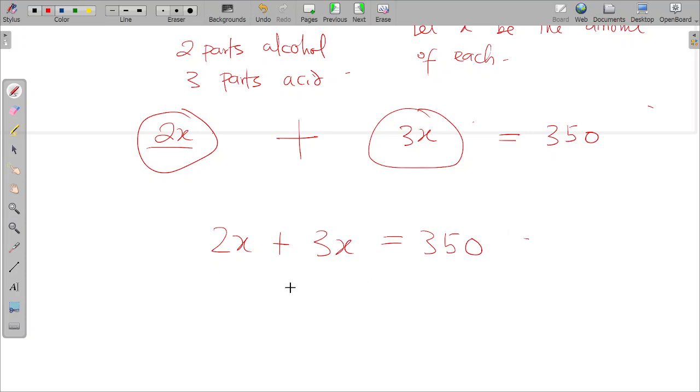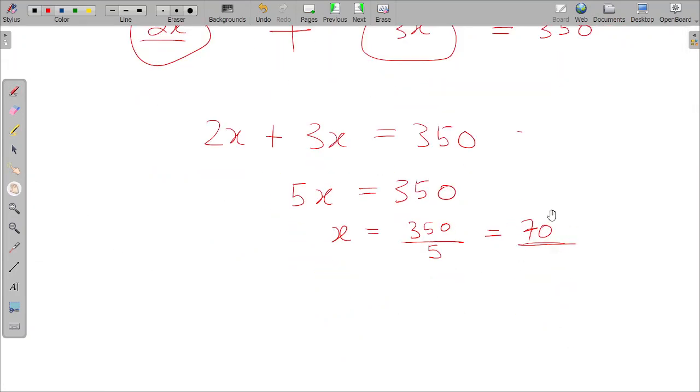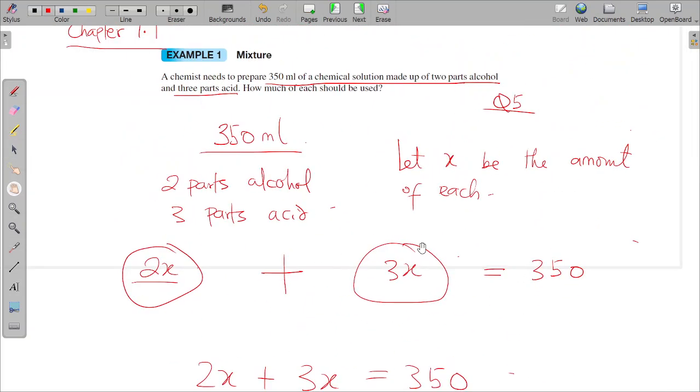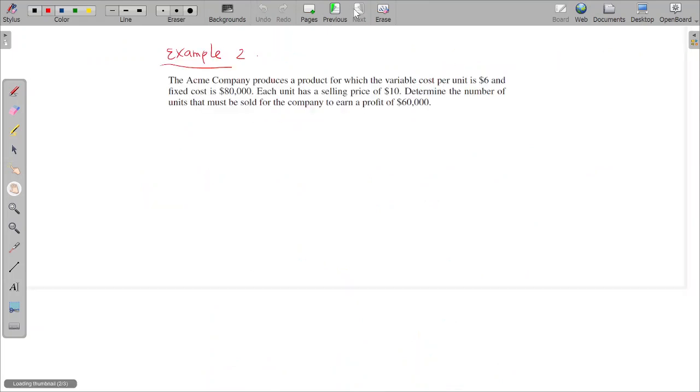So if you add this together, you are going to get 5x equals 350. Then x equals 350 divided by 5. And that will give us what? 70. So each of them should be 70 in order to make up what we are looking for. Are we okay? Do we understand that? Okay. All right. So now let's go to the next one.